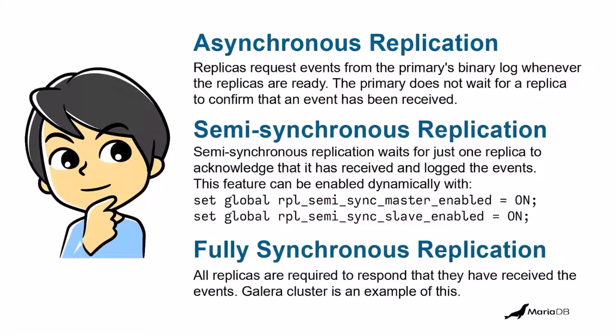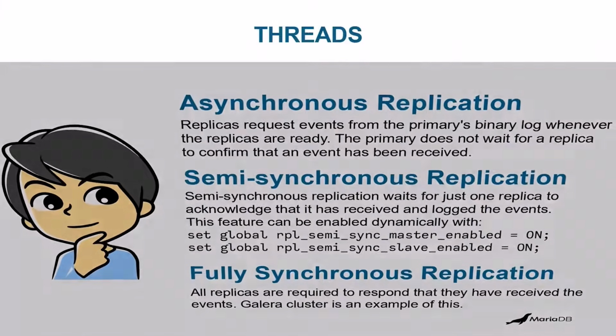There are three types of replication: asynchronous, semi-synchronous, and fully synchronous. Asynchronous replication is driven by the replica, which is tasked with requesting changes from the primary. Semi-synchronous replication is driven by the primary, which must wait to receive acknowledgement from one replica before a transaction is considered completed. Fully synchronous replication ensures that all nodes are equal before a transaction is completed. Galera cluster is an example of this. Keep in mind that Galera is a separate and different technology from replication.